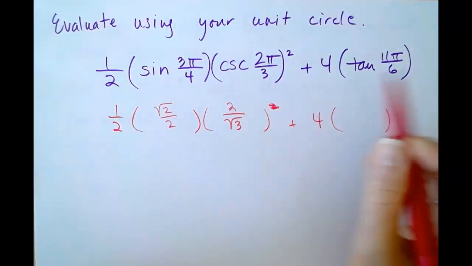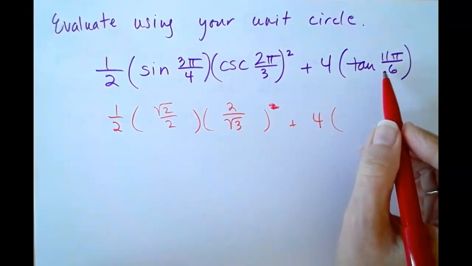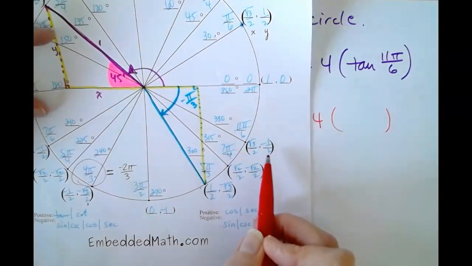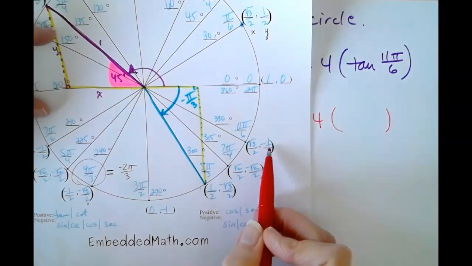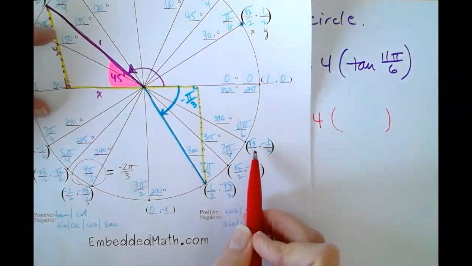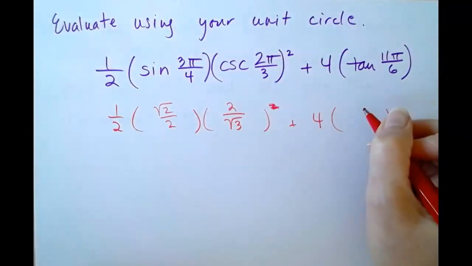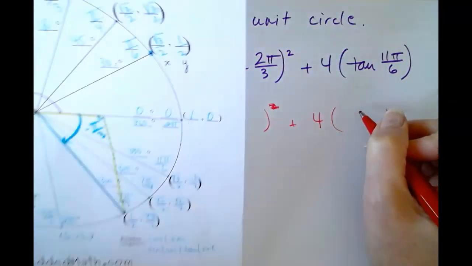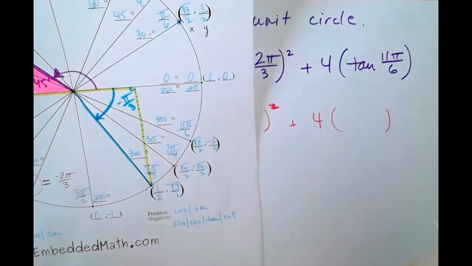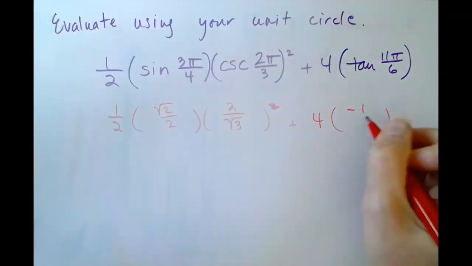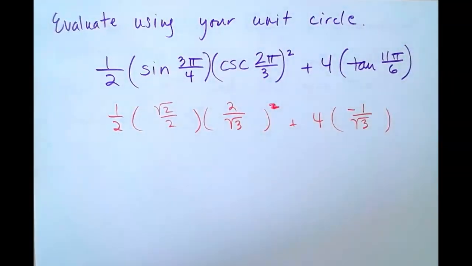Next, we've got 4 times the tangent at 11 pi over 6. 11 pi over 6 is right here. The tangent is negative 1/2 divided by root 3 over 2. So negative 1/2 divided by positive root 3 over 2, that's going to be negative 1 over root 3. We'll rationalize that in just a moment.